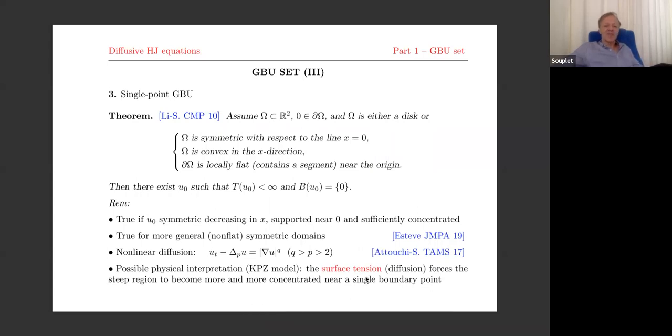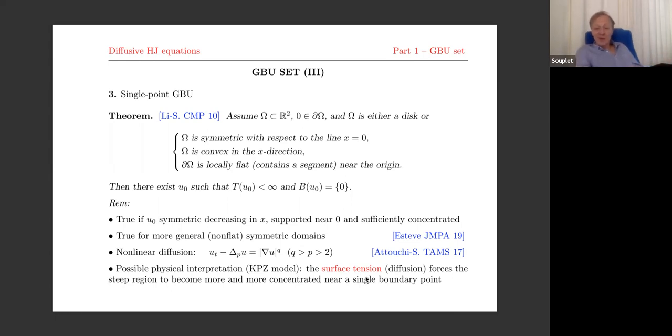Okay, this has been generalized more recently by my former PhD student, Carlos Esteve, who was able to show this kind of result in non-flat domains. Of course, symmetry seems to be a necessary restriction, but the flatness is not. It was quite technical. He devised very nice techniques to eliminate the flatness assumption.